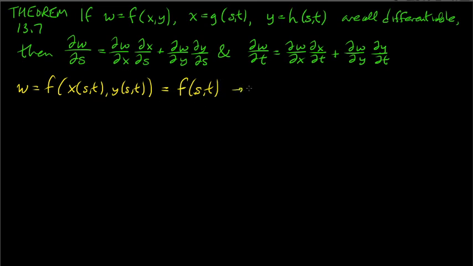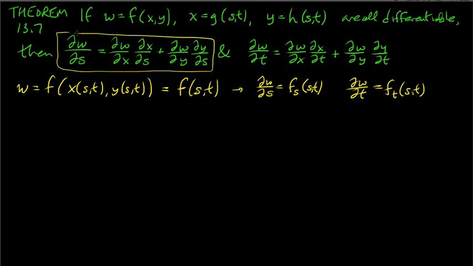And so now the question is, what's the partial of w with respect to s? Not x, but s, or if you prefer, f subscript s. And the partial of w with respect to t, or f subscript t. But we have the answers. Again, it's just provided by the chain rule. So there's no need to prove this one. It works just the same as the previous chain rule. So we'll just do an example.